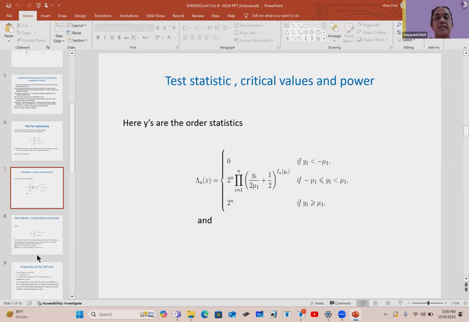This is the test statistic lambda(x), for the alternative hypothesis mu positive. The Y_i mentioned in this statistic are order statistics. This test statistic takes the form: if the sample minimum Y1 is less than minus mu1, then it is 0. If the sample minimum lies in the range minus mu1 to mu1, then it takes this form. And if it is greater than mu1, then it is 2 raised to n.